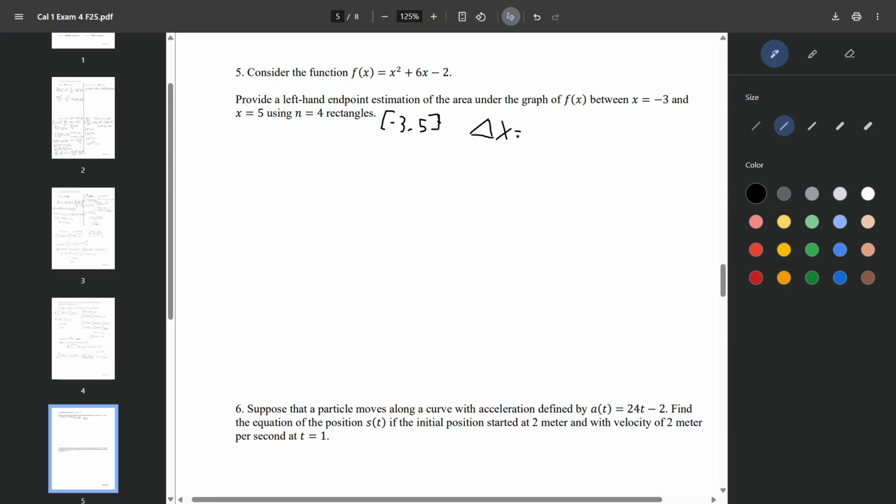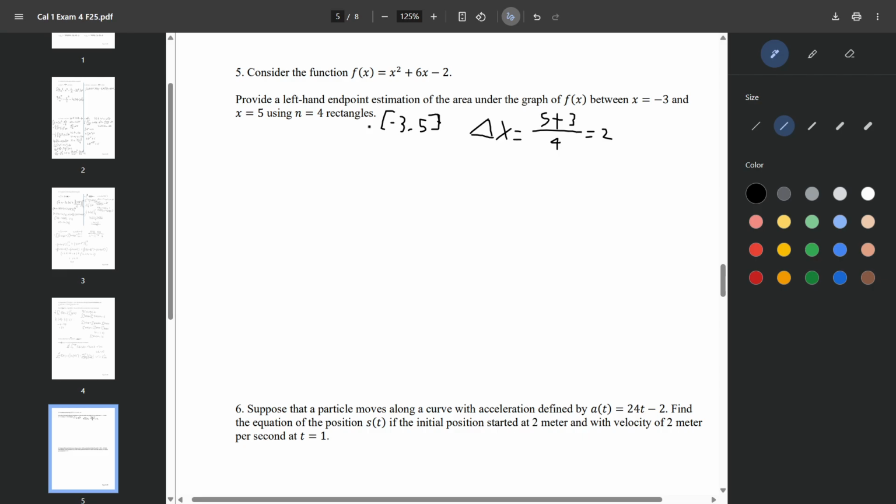So delta x equals final, which is 5, our final x, minus initial, so in that case -3, so it'll turn plus 3, over n, which in this case is 4, and this will give us 2. So delta x is equal to 2. Next up is to figure out which equation to use. So it wants us to use the left-hand estimation.